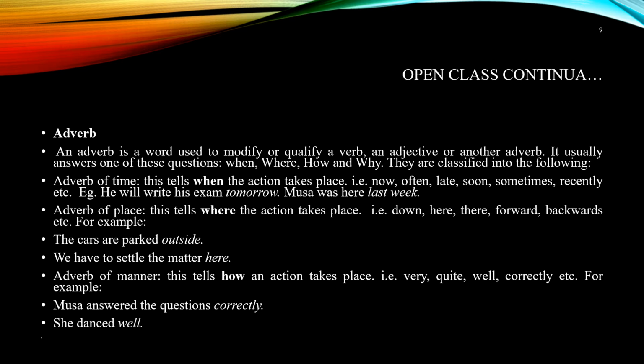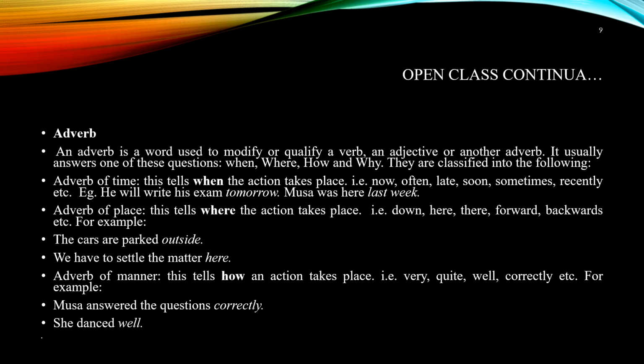Then the next classification is adverb of place. This tells us where the action takes place. Where? That is down, here, there, forward, backward, etc. Then cars are parked maybe outside. So it tells us what? Where. We have settled the matter here. So it is also an example of an adverb of place.